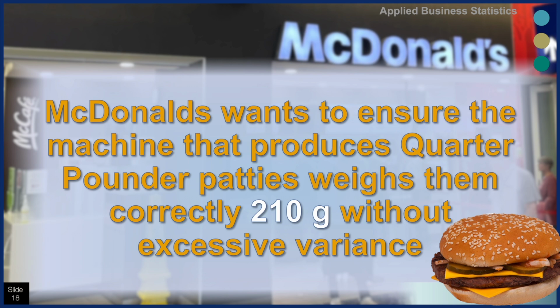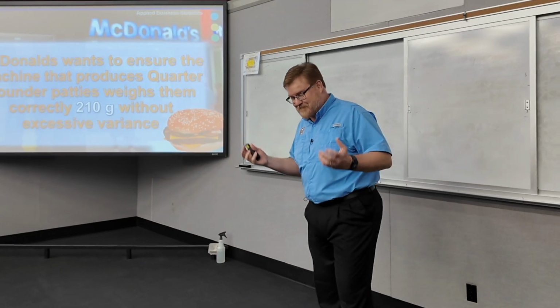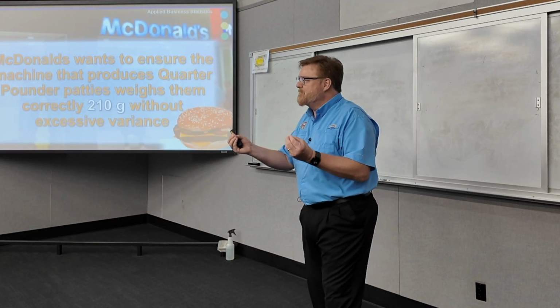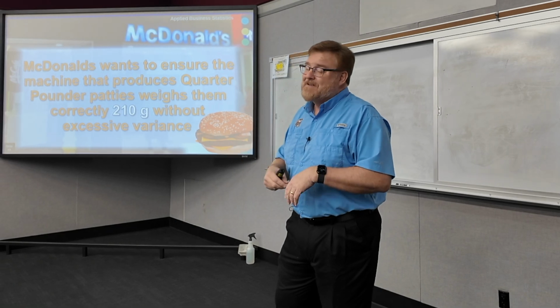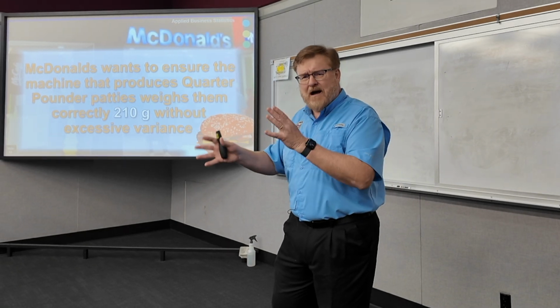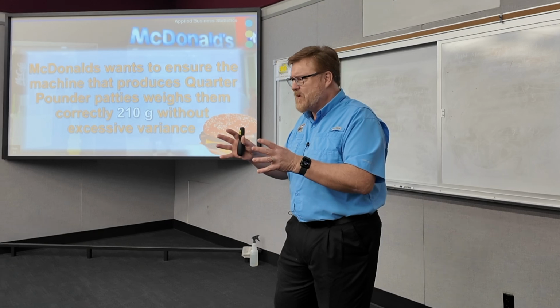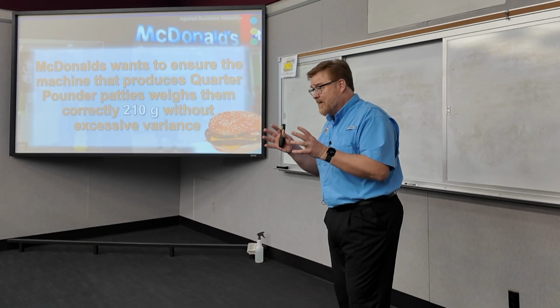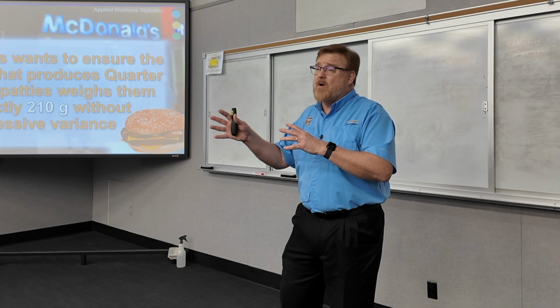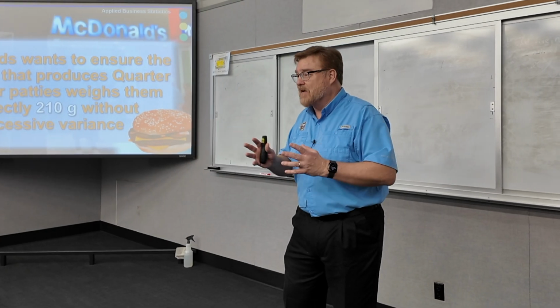McDonald's has a machine, I'm sure lots of machines somewhere, that they use to make these hamburgers. Now that machine is dialed in, calibrated to always create hamburger patties of 210 grams. But just like the coffee maker, there's always going to be some variability around that 210. Knowing that, there's a level of tolerance for how much variability there will be around that 210 gram average. A little bit more, a little bit less, that's within tolerance.